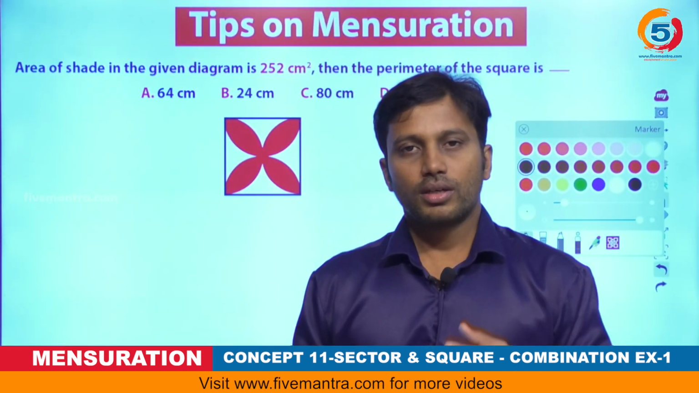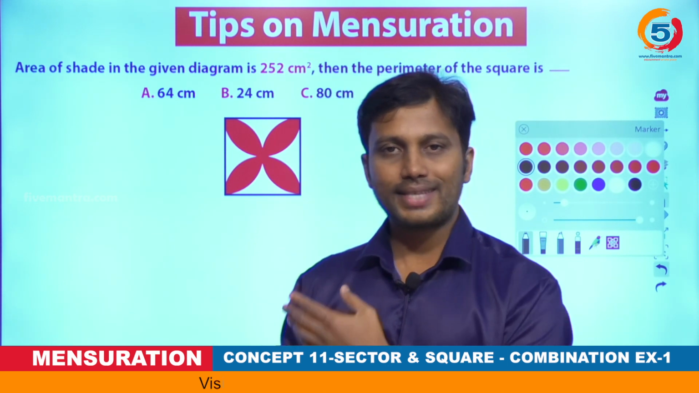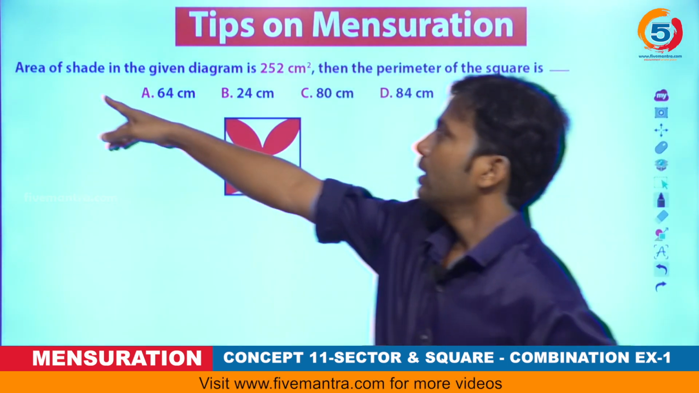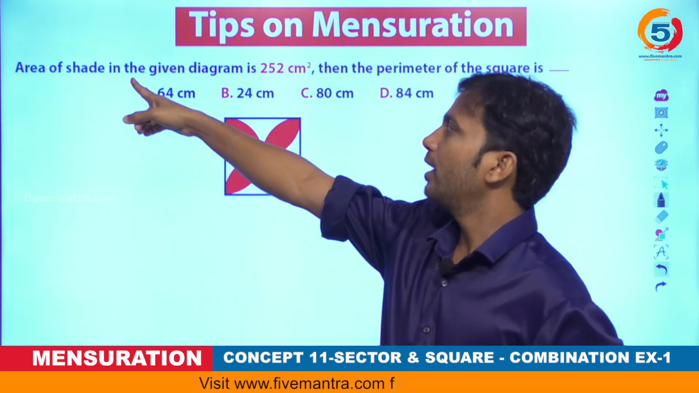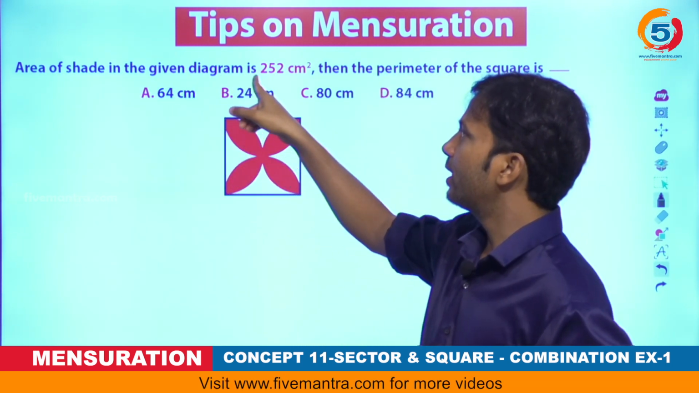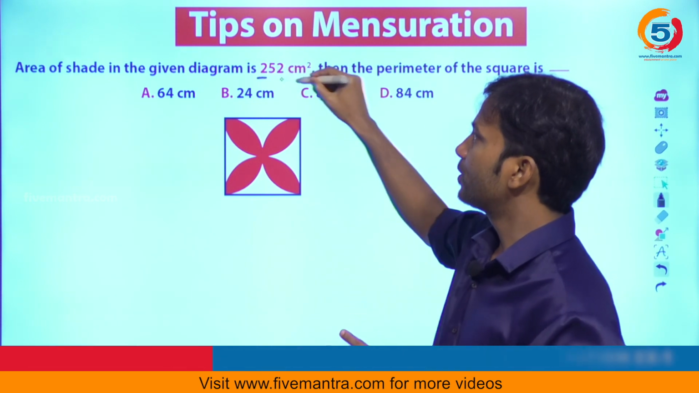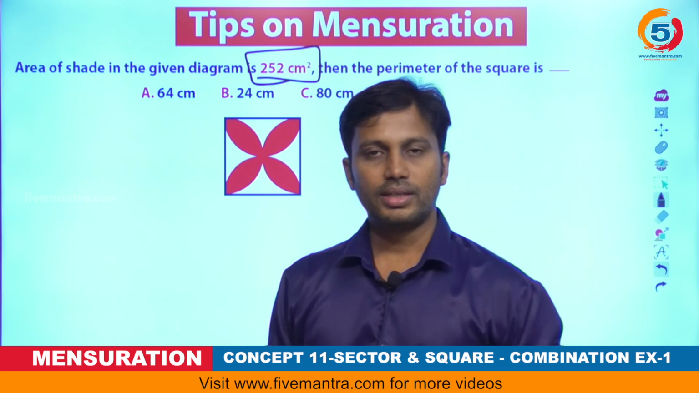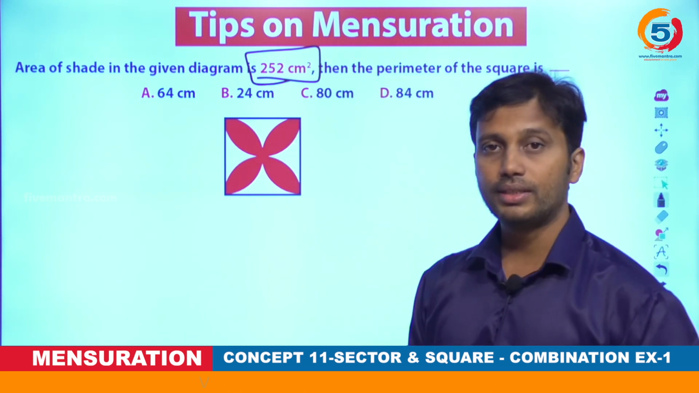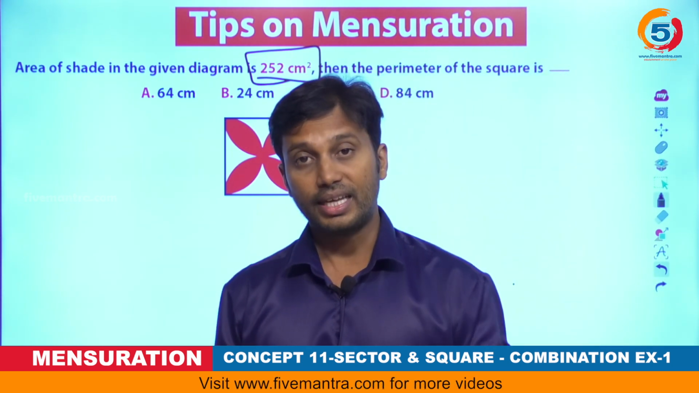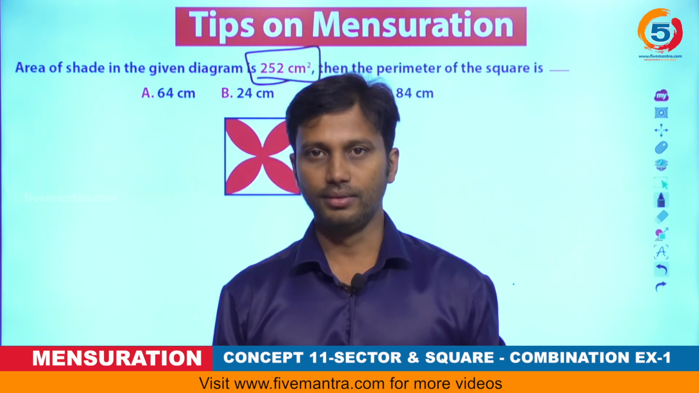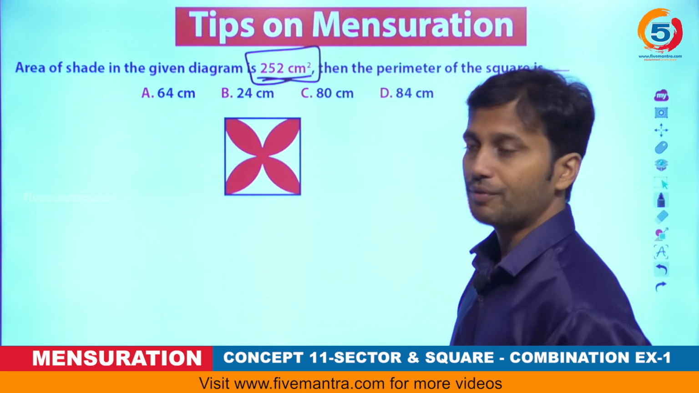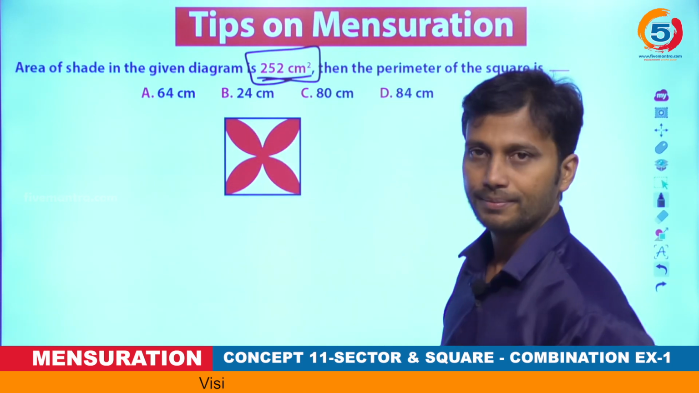Now, let us do one more problem on the same pattern. What is it? Just see. Area of shade in the given diagram is how much? 252 centimeters square is the area of the shade which they had given. Here they are not asking for the shade, they have given the shade. So area of the shade is given as 252. That means this flower portion only.